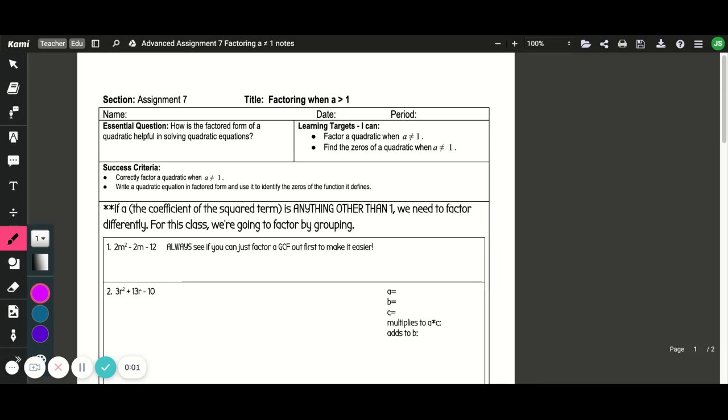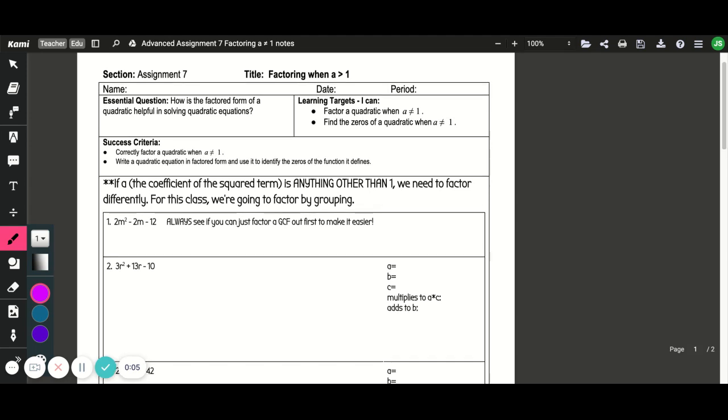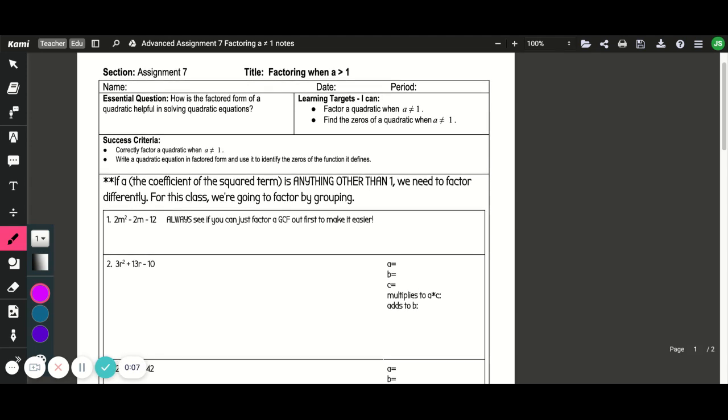Okay, here are your notes for assignment 7, factoring when a is greater than 1. In Delta Math, he does it a little bit differently, and it's a great way to factor. It's actually the way that I factor. If you take pre-cal with Jones next year, it's the way that he factors. This is just a little bit more of a step-by-step method to do it. So if it's helpful for you, awesome.